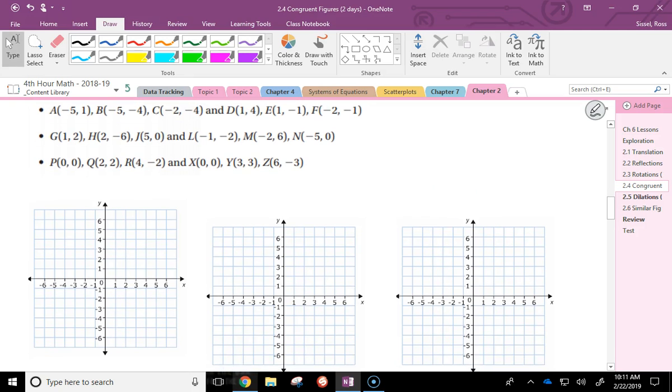We don't need it yet. So, step 1, go ahead and plot your points so you make your 2 shapes. I'm going to come around to be seeing them.